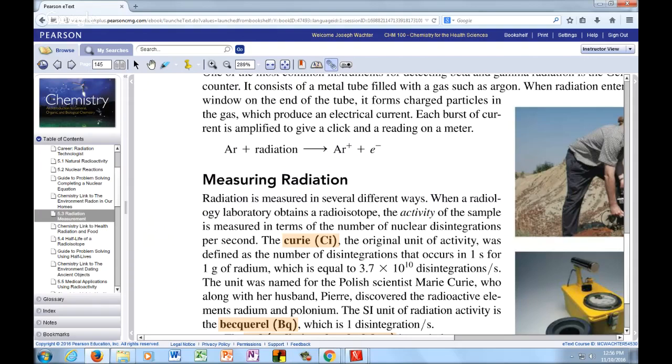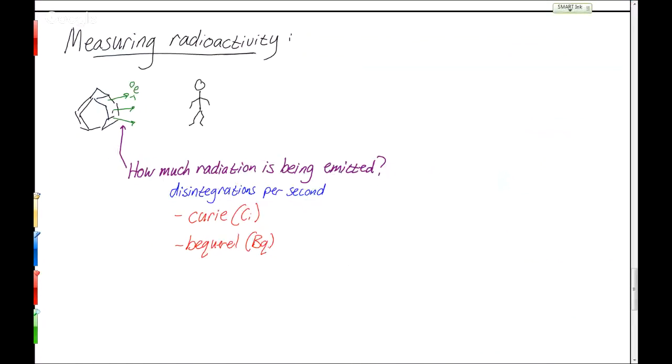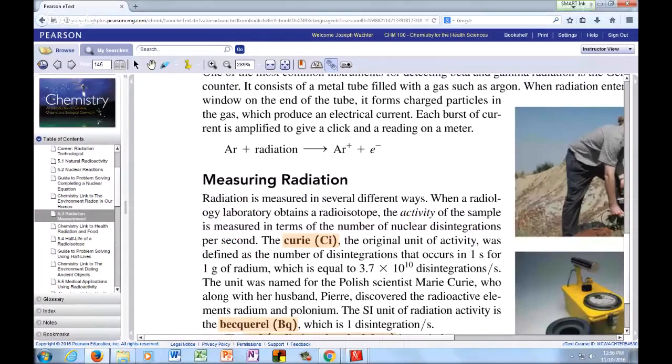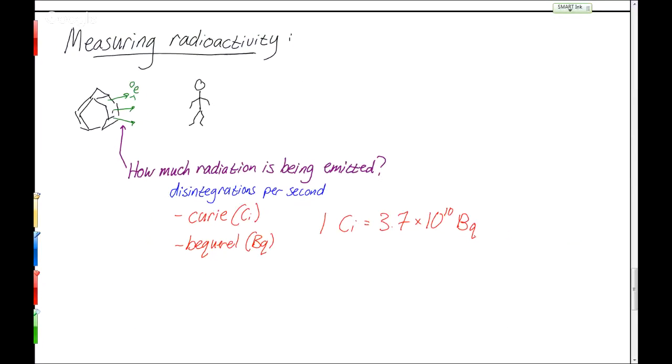And I always forget what that number is. There it is. So 1 Curie is 3.7 times 10 to the 10th becquerels. That's, is it a gram of radium in a minute? In a second, yeah. So that's how many disintegrations occur in 1 second for 1 gram of radium. How many individual nuclei are disintegrating and then emitting particles.